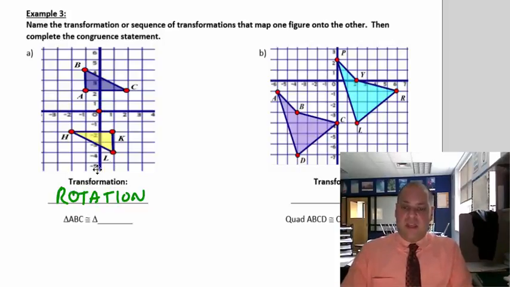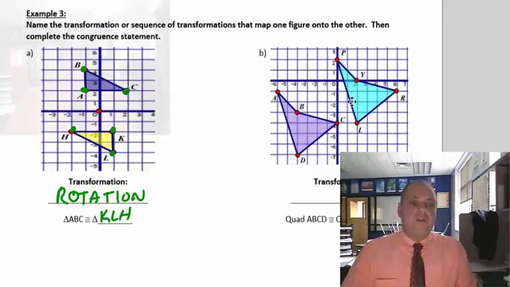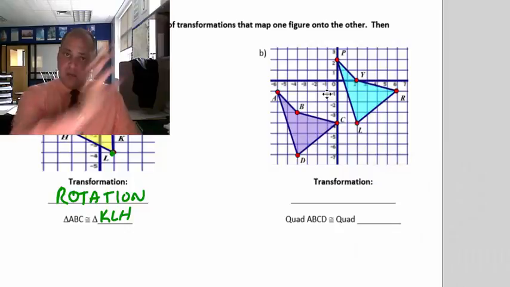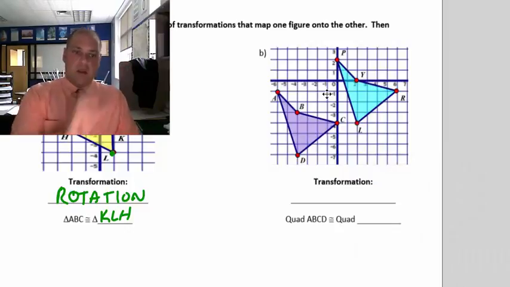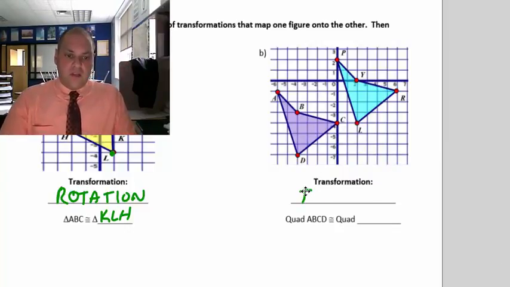And triangle ABC, the A goes to K, so that's going to go first. The B goes to L, and the C rotates to H, so the H goes last. So it's KLH. What is this transformation? Well, it looks like it just slid up and to the right, correct? So it's a translation.